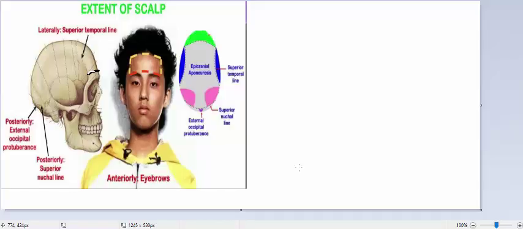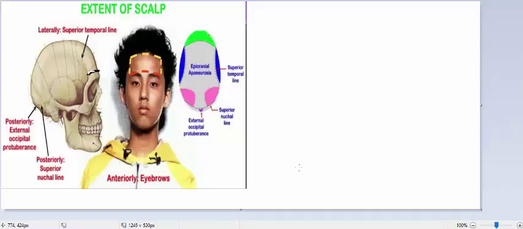As I have promised you, I have started a video series on head and neck from today, and every week I'll post one video in head and neck, one in lower limb, one in upper limb, one in thorax, and I'll try to complete the whole syllabus in 2 to 3 months. So today I'm going to start with scalp.